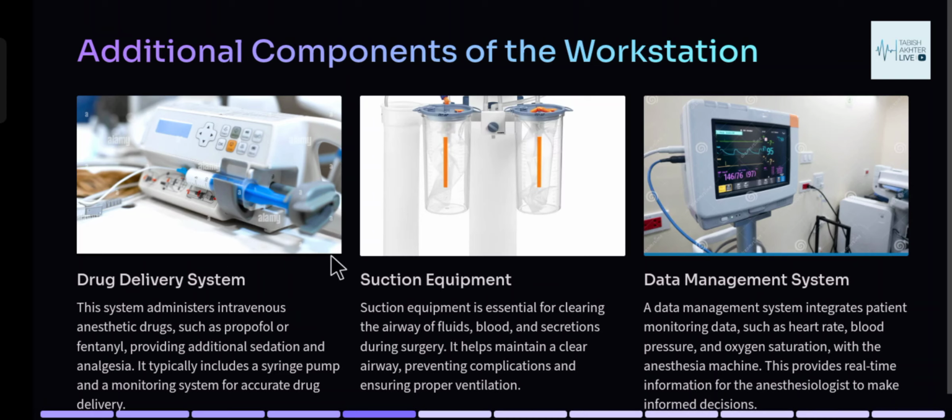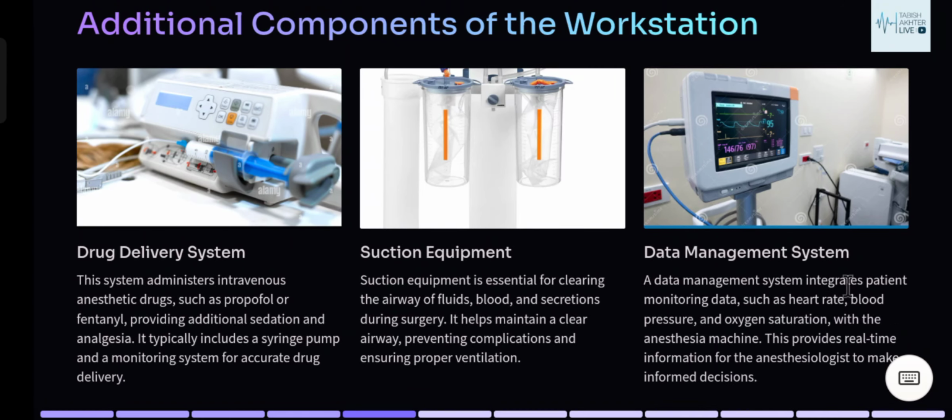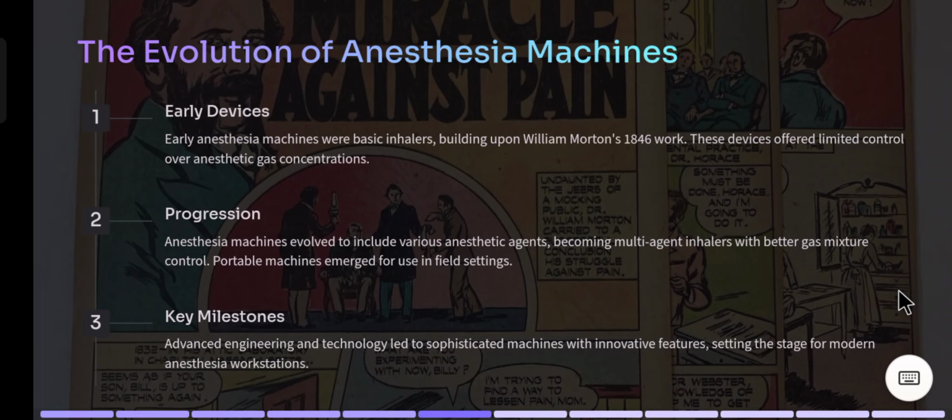Suction equipment. Essential for clearing the airway of fluids, blood, and secretions during surgery to maintain a clear airway and ensure proper ventilation. Data management system. Integrates patient monitoring data, for example heart rate, blood pressure, oxygen saturation, with the anesthesia machine to provide real-time information for informed decision-making.